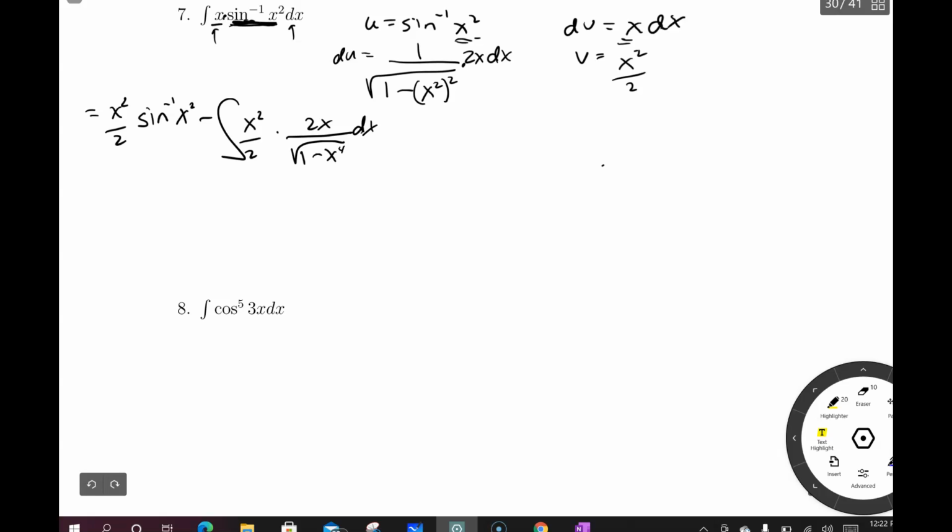Okay, kind of ugly looking, so let's clean it up. So let's cancel the 2's. And let's join these x terms together. So I'll have x cubed in the numerator. Okay. So can't just go take the antiderivative of it. I wouldn't suggest parts again right away.